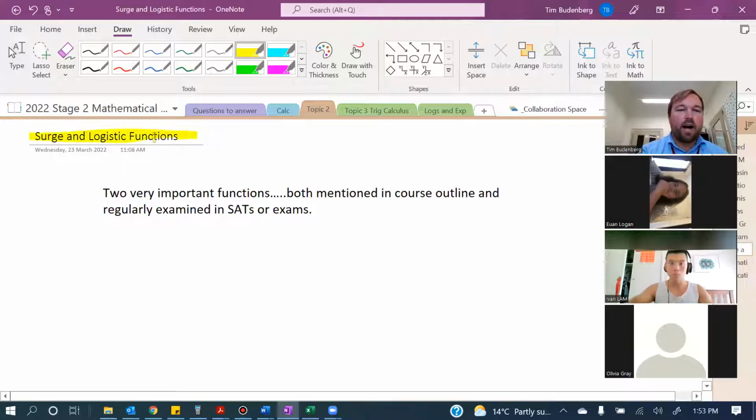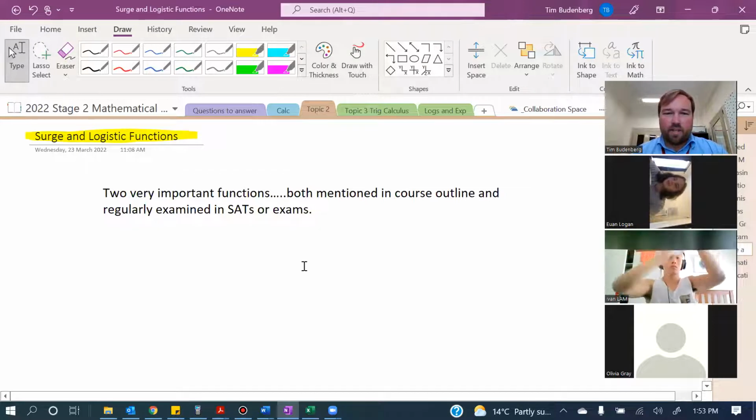So the top here. We'll go through them one by one, surge first and then logistic, and hopefully you'll be able to see how powerful they are. You may have stumbled across them in the textbook before. They do appear in a couple of the questions, but I thought it's worth spending some time going over them today before we do some more practice and before I release you on general practice, I guess.